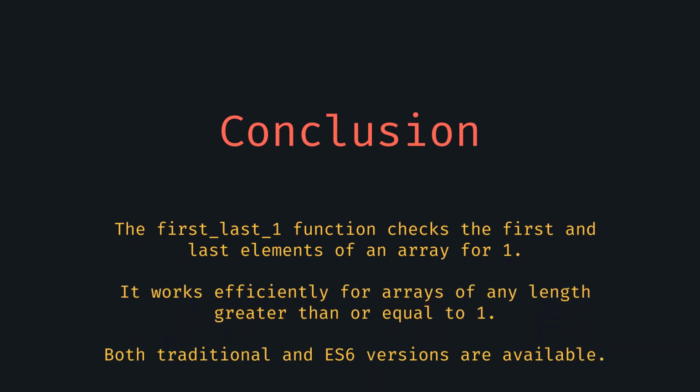To recap, the firstLast1 function is a simple yet effective way to check specific conditions in an array. Its versatility allows for easy integration into larger applications. By offering both traditional and modern versions, we ensure compatibility and ease of use.